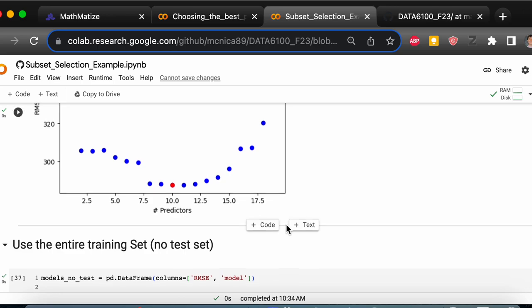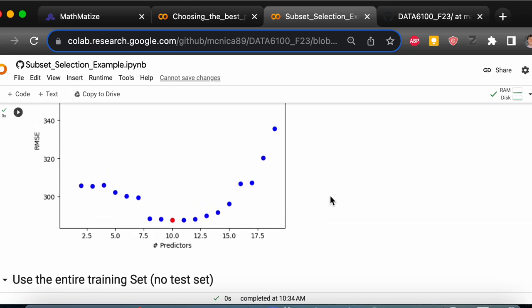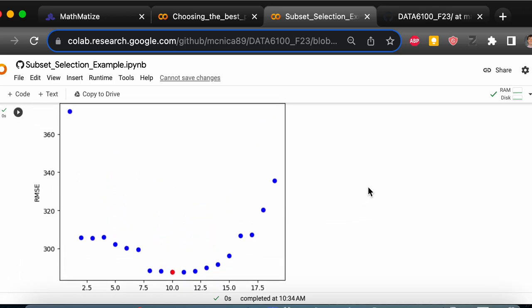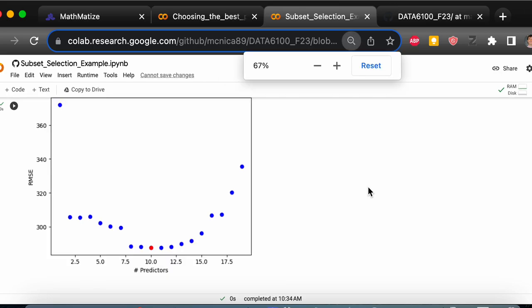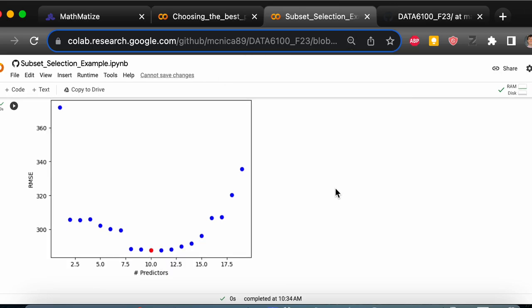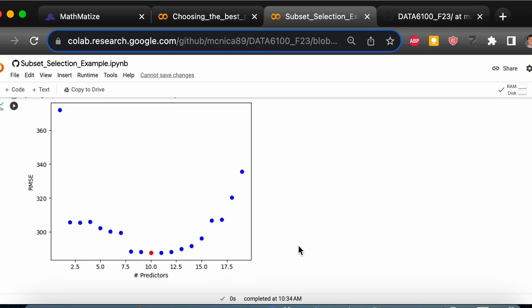Here's a nice plot showing the number of predictors versus the root mean squared error. Let's zoom out so we can get the whole plot in there. Number of predictors, and it took the best model from each class during the forward selection. So okay, of course, just saying number of predictors doesn't tell you all the details. You need to explain all the details in some caption or something.